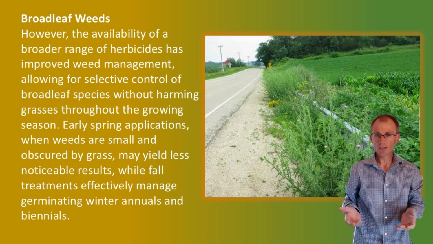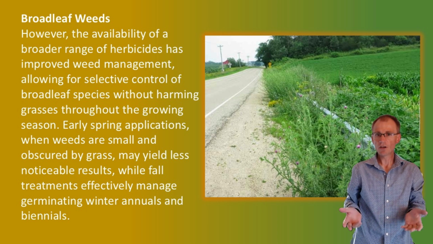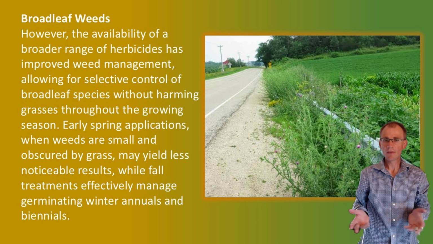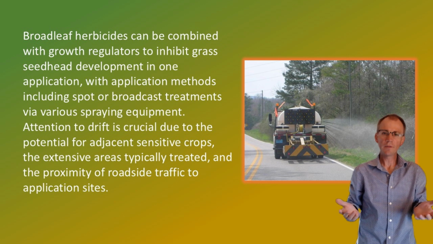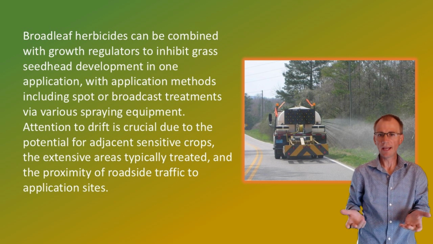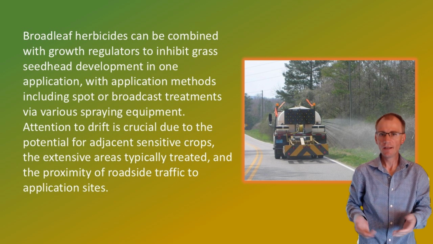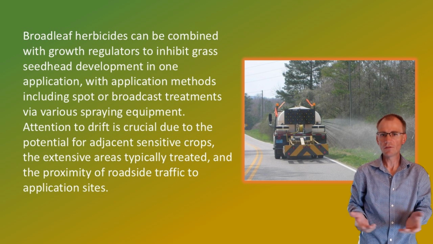Early spring applications, when weeds are small and obscured by grass, may yield less noticeable results, while fall treatments effectively manage germinating winter annuals and biennials. Broadleaf herbicides can be combined with growth regulators to inhibit grass seedhead development in one application, with application methods including spot or broadcast treatments via various spraying equipment. Attention to drift is crucial due to the potential for adjacent sensitive crops.